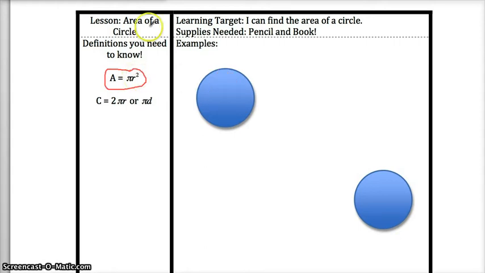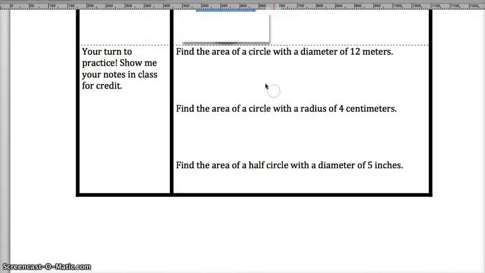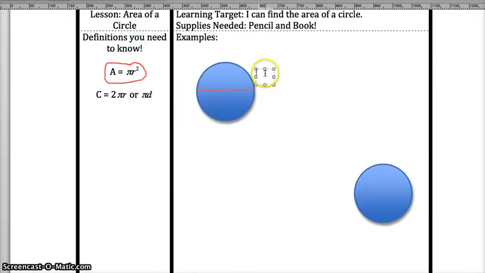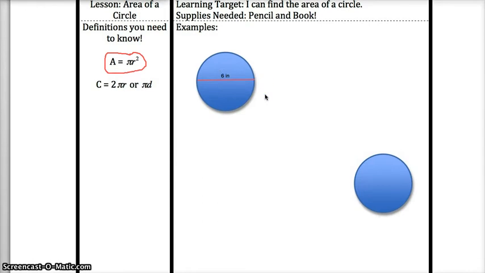Okay, so here we go. Right here I have a circle, and on this circle I have a diameter. Remember, a diameter goes straight across, and my diameter is 6. Let me just type that in. It's 6, and we'll make it 6 inches. Okay, so I've got my diameter of 6, and what I need to do is find out my area.